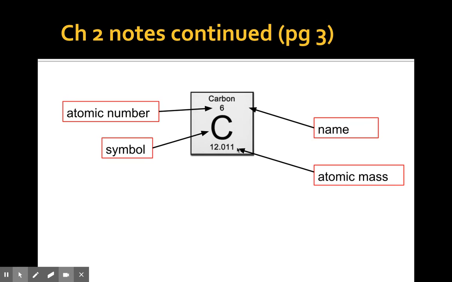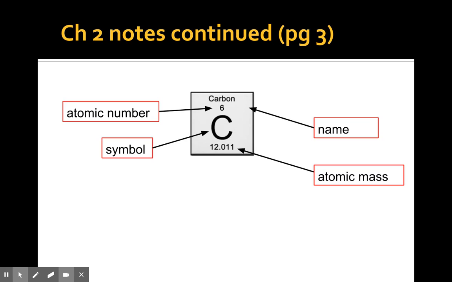And then this number at the bottom represents the average atomic mass, which is also referred to just as atomic mass. This is an average of all of the isotopes of carbon. So in the next set of notes, you will learn what that is and how to calculate it. For now, you just have to know what each piece of information on the periodic table represents.